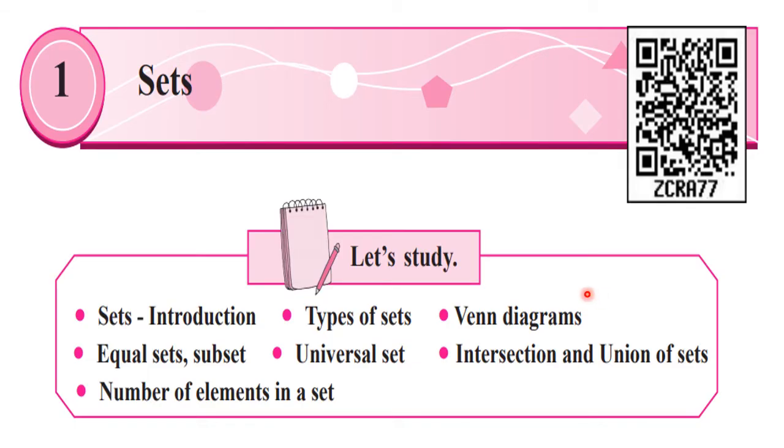In this we have revised the meaning of the word set, then we have seen types of sets, Venn diagrams, equal sets and subset. This concept we have discussed in previous lecture. Also we discussed about universal set. And afterwards we solved the practices based on that. Now today we are going to learn about operations on sets, that is intersection and union of sets, and also the important formula of number of elements in the set.